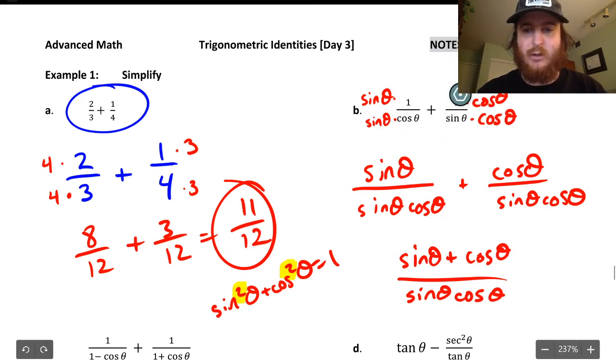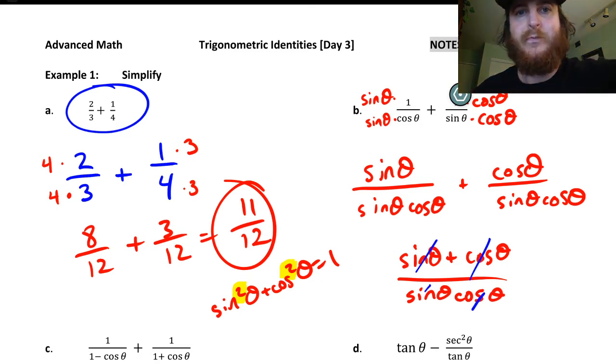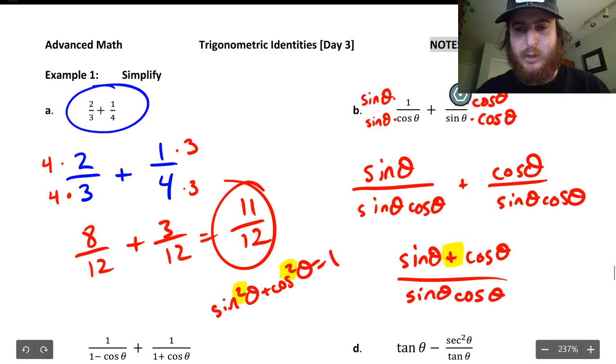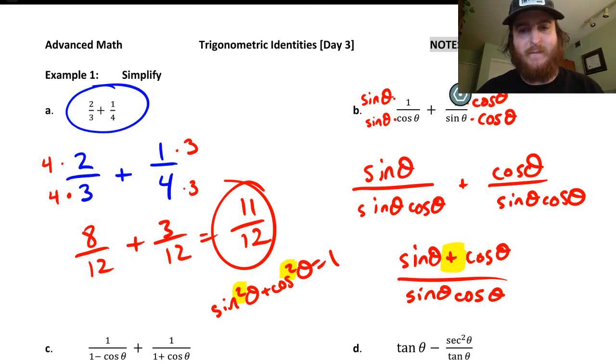Similarly, we cannot cancel out a sine theta. I see a lot of students who try to say, oh, let's cancel out the sines, let's cancel out the cosines, and I get 1. That does not work. Okay, you cannot cancel out terms, and that's because of this plus sign. This plus symbol is kind of a separator. Whenever you see that plus symbol, the only way to cancel is by factoring.